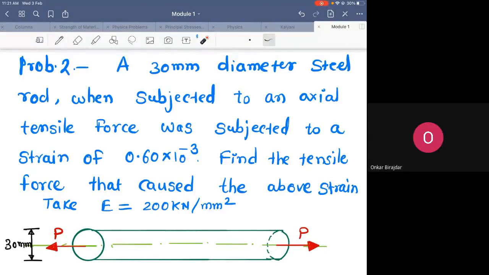Hello everyone. In today's session, we are going to solve a problem on stress and strain. Calculation of stress and strain. First of all, read the problem. A 30 mm diameter steel rod, when subjected to an axial tensile force, was subjected to a strain of 0.60 into 10 to the power minus 3. Find the tensile force that caused the above strain.